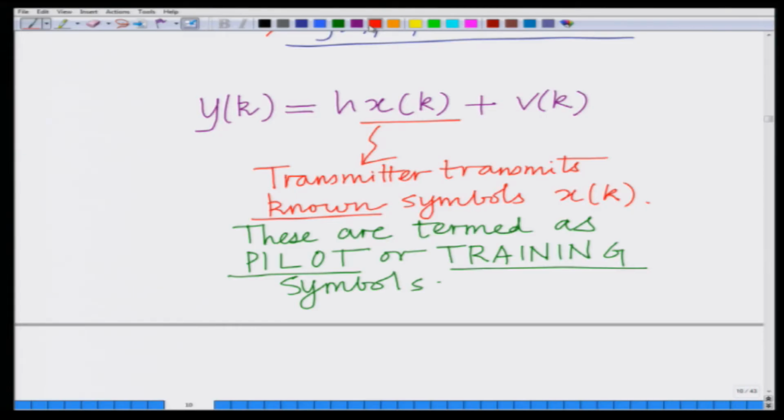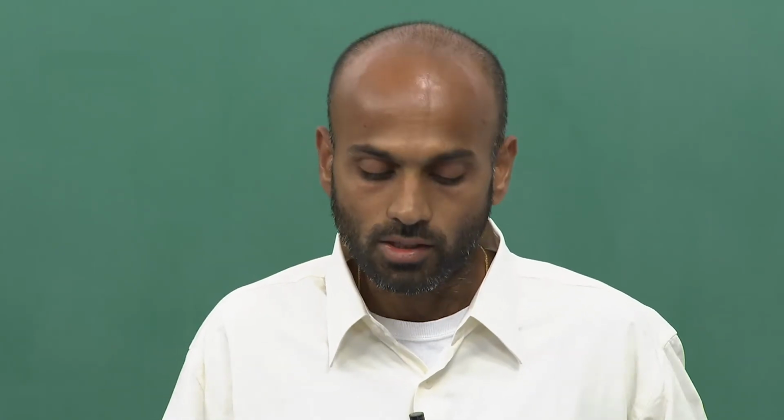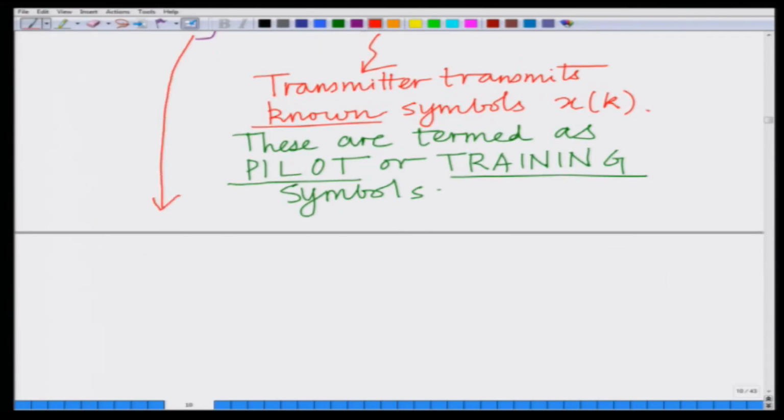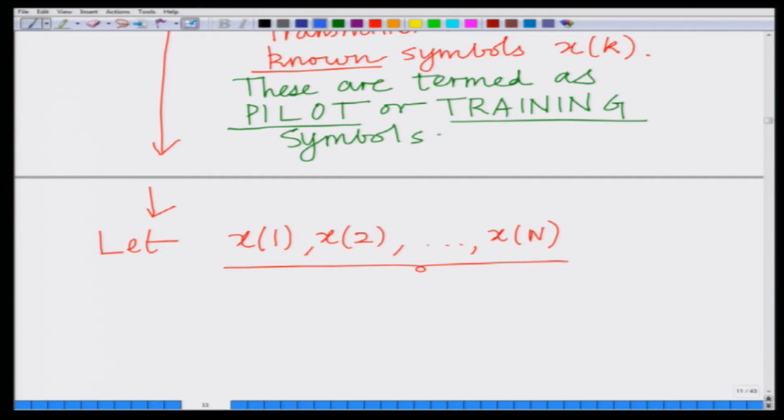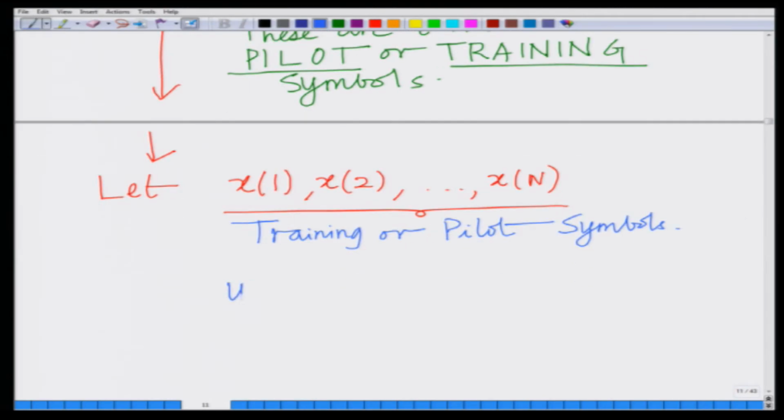So, the transmitter transmits a sequence of pilot symbols x1, x2, xn, which are basically meant for the purposes of channel estimation. At the receiver now, observe the corresponding outputs y1, y2, yn corresponding to the training symbols. So, at the receiver, let x1, x2, xn denote the training or pilot symbols, and let y1, y2, yn corresponding to these training symbols denote the corresponding output symbols.